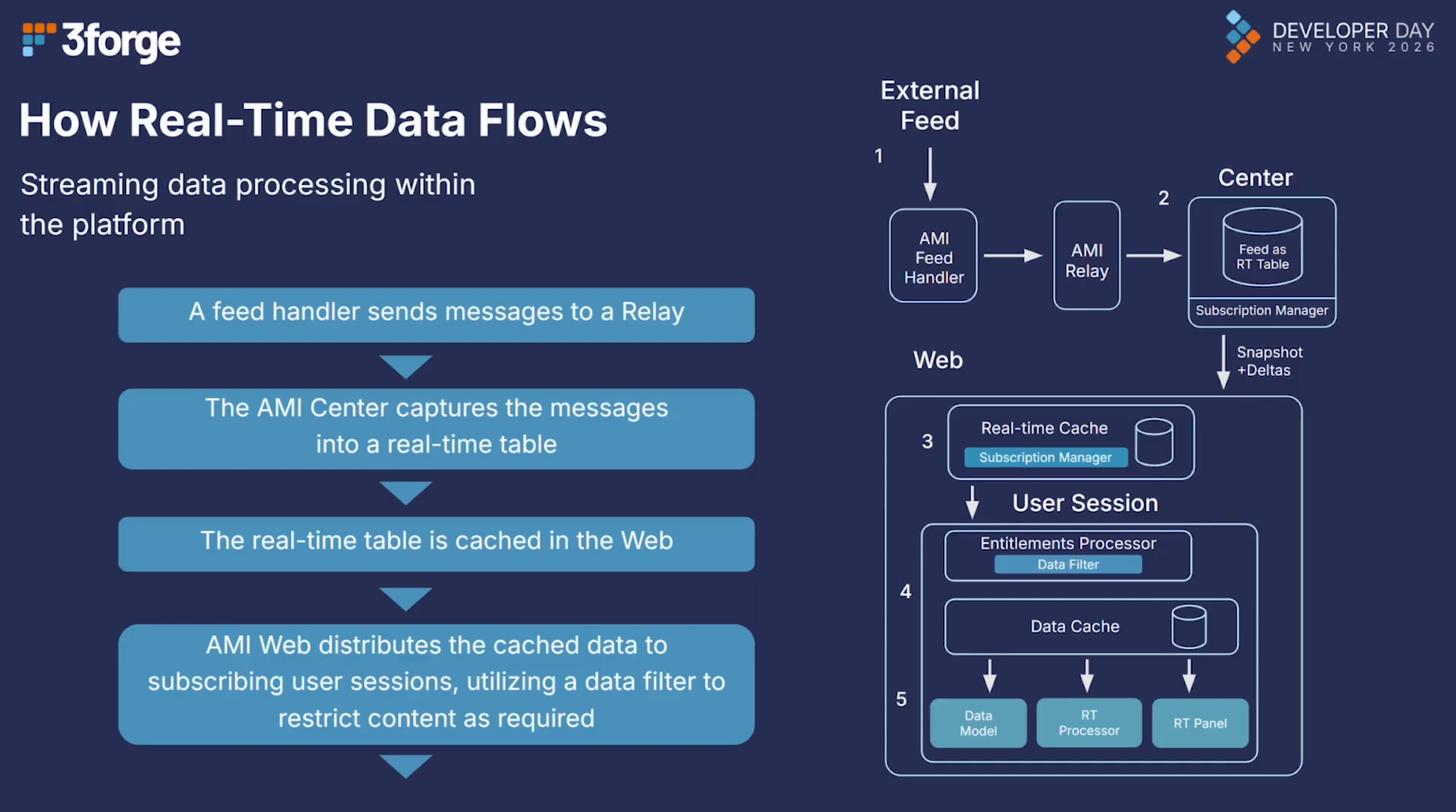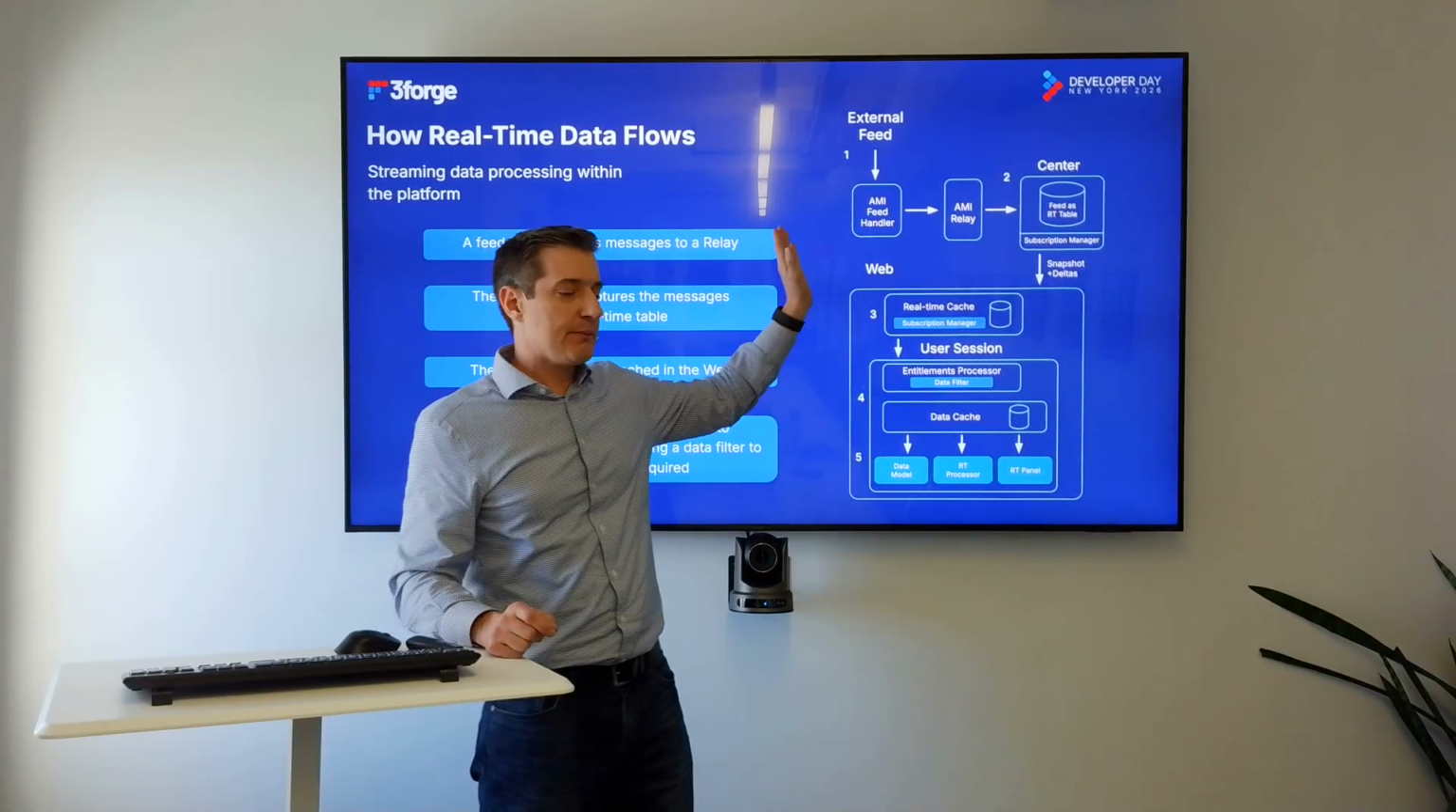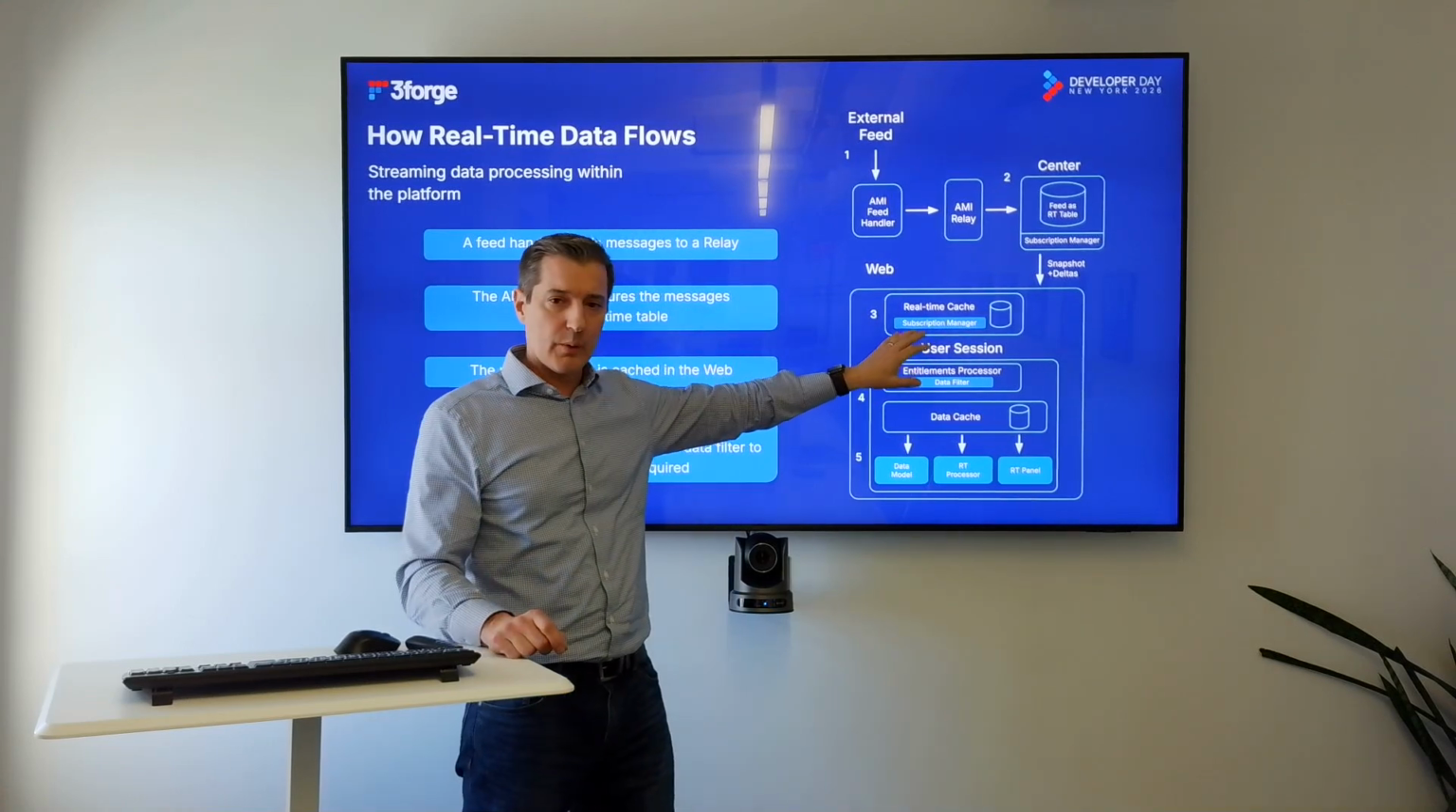For example, if you have order data coming in, you may have a subscription to the orders table. The order table feeds into a shared cache on the web. And then each user session, as it connects, will get the order data out of the shared cache. An important thing to realize here is that this is a single copy of the data feeding through the platform all the way to here.